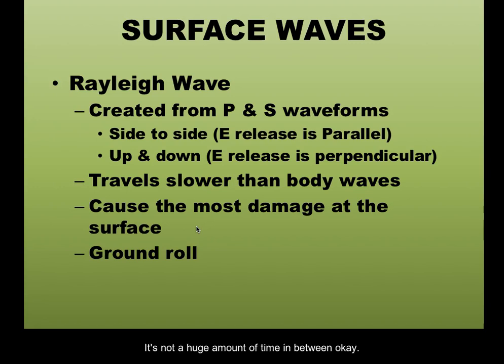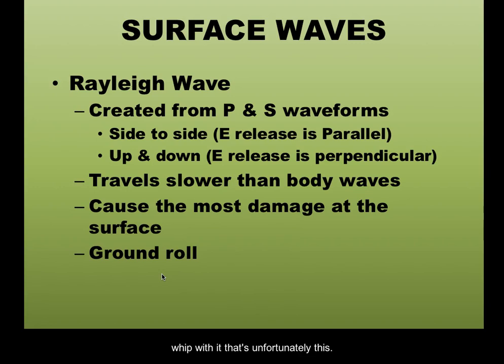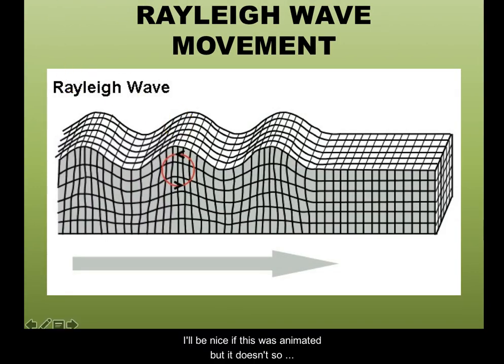And it's not a huge amount of time in between. It's hard to separate it when you're actually in the event. But this is what causes, they call it ground roll, but if you've seen, and again, we have Hollywood probably to thank for this, that suspension bridge zipping up and down in the air, like someone's playing crack the whip with it. Unfortunately, these Rayleigh waves really do a lot of damage. It'd be nice if this was animated, but it isn't. So it shows you that the wave moves up and down, so it's going to shake you this way, and then it goes through you this way as well, and it just messes a lot of stuff up.